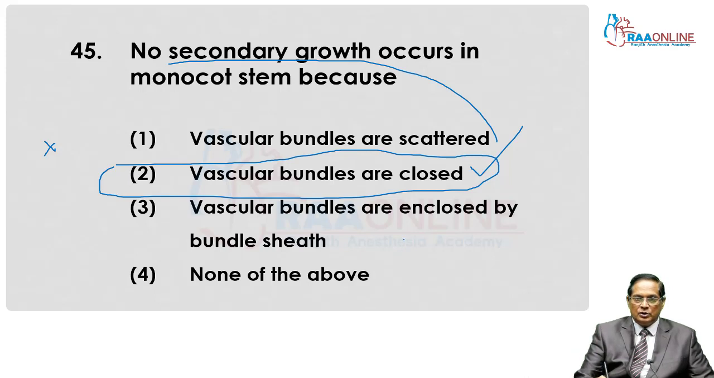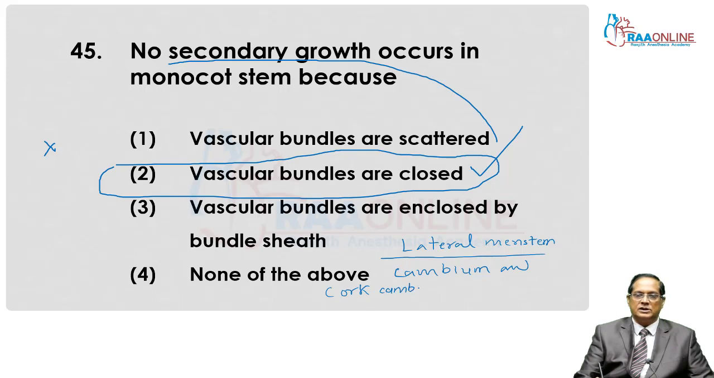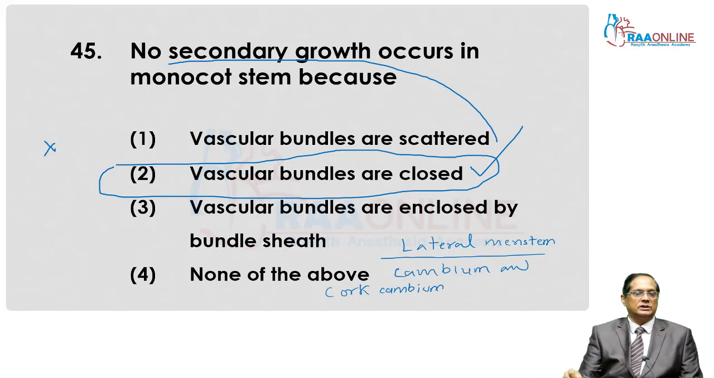Monocot stem has no lateral meristem. Lateral meristem, that is cambium and cork cambium, is not found in them. Neither present nor do they form. That's why they don't have any secondary growth.